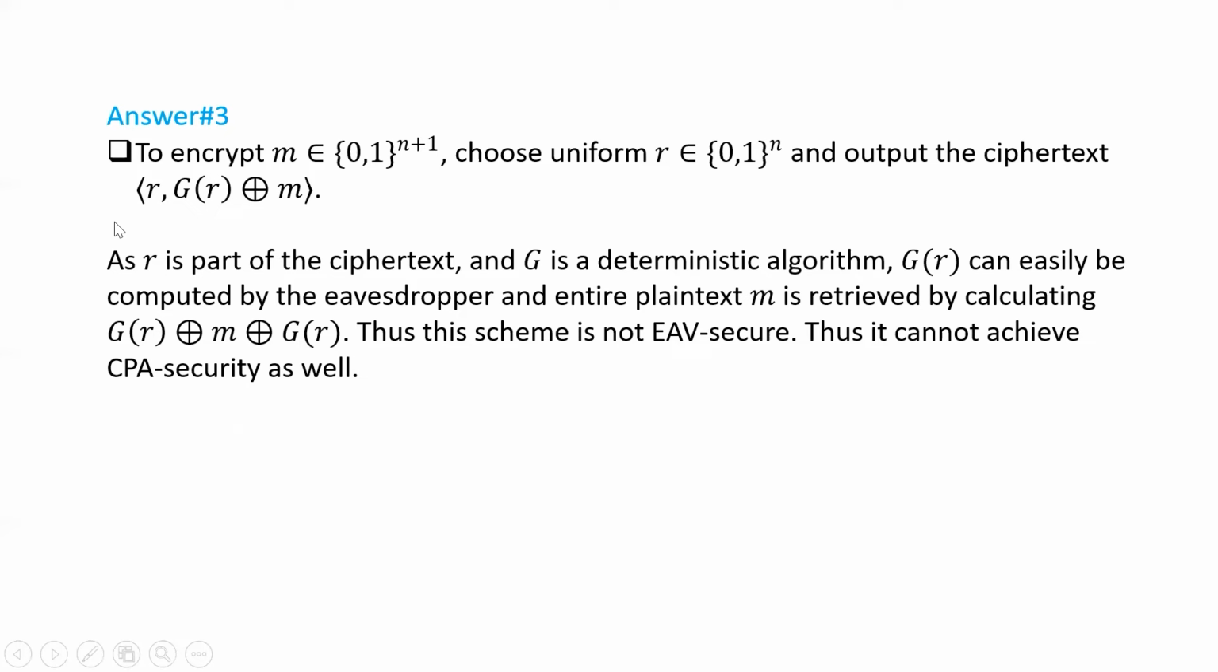And then whenever it sees any random ciphertext of the form R, G of R XORed with M, it takes the value R, computes G of R, and then XORs the value of G of R with the second part of the ciphertext, and it gets the exact value of M easily. So very obviously this scheme is not EAV secure. Just looking at the ciphertext, or eavesdropping on the communication channel, the value of the plaintext can be recovered. So it is not EAV secure, and also the question of CPA security does not come into the scenario at all.